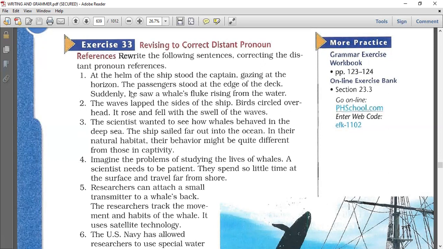Of course, "he" here refers to the captain, but the word "he" is far away from the word "captain." How can you correct this? Try to put the word "he" as close as possible to its antecedent or replace it with a noun. It's very easy, guys. Who can do it?